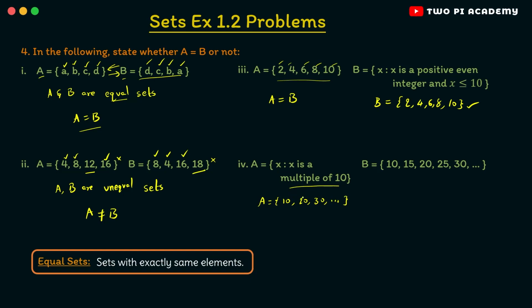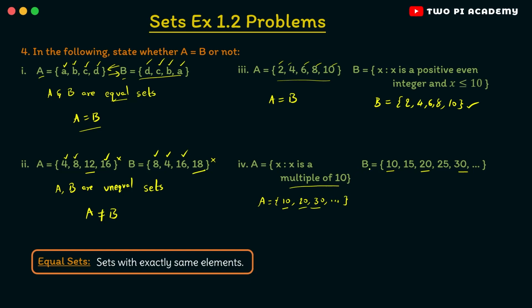Now we'll compare the elements. Set A has 10 and set B also has 10. Set A has 20, set B also has 20. And set A has 30, set B also has 30. So at this point, some people might make a mistake. Here, every element in A is in B, right? So clearly they are equal.